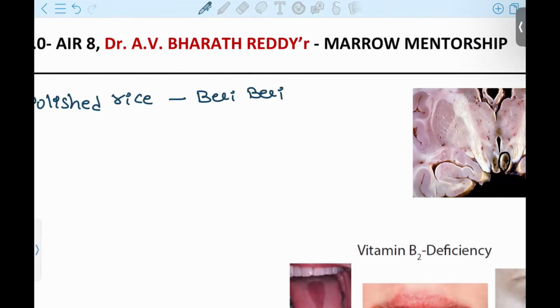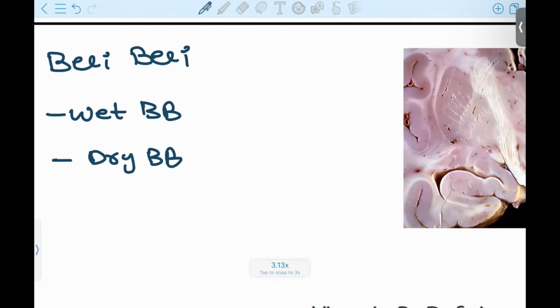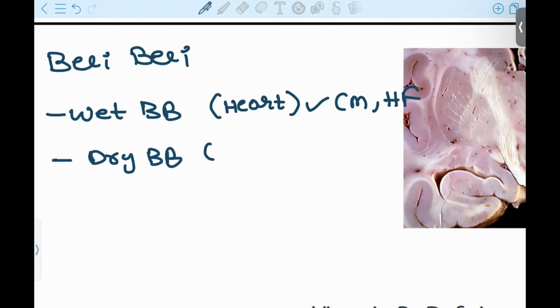Beriberi is subclassified into wet beriberi and dry beriberi. So in wet beriberi, how can you remember? Remember that your heart is always wet, right? Full of circulation. The vena cavas and the aorta, everything is always filled with blood. So wet beriberi involves the heart and can cause cardiomyopathy and heart failure. And dry beriberi will involve the neurons.